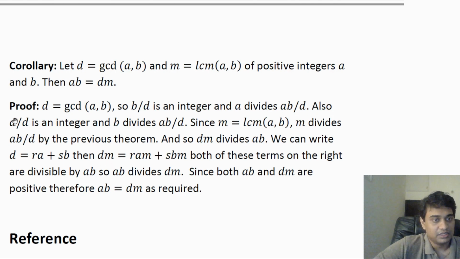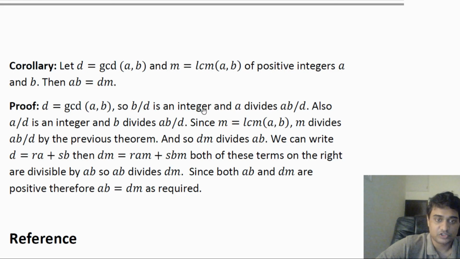Also, A over D is an integer, since D is a greatest common divisor, a divisor of A and B both. So B divides AB over D. Just multiply A over D by B: AB over D is the number you get by multiplying A over D by B. So B divides AB over D. Since M is the least common multiple of A and B, M is a common multiple of both A and B.